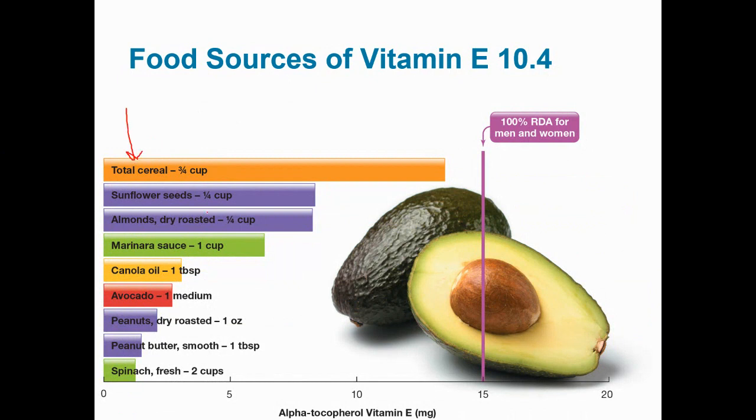I should totally erase these top lines because it's always boxed cereal. So ignore that. Maybe I should erase that arrow. Ignore the top line and actually look at the foods. So again, sunflower seeds, almonds, avocado, peanut butter, peanuts, spinach. So here's your RDA. Sunflower seeds, that's a quarter cup. Avocado would be one whole avocado. So you might have to work a little bit to make sure you're getting enough vitamin E per day.